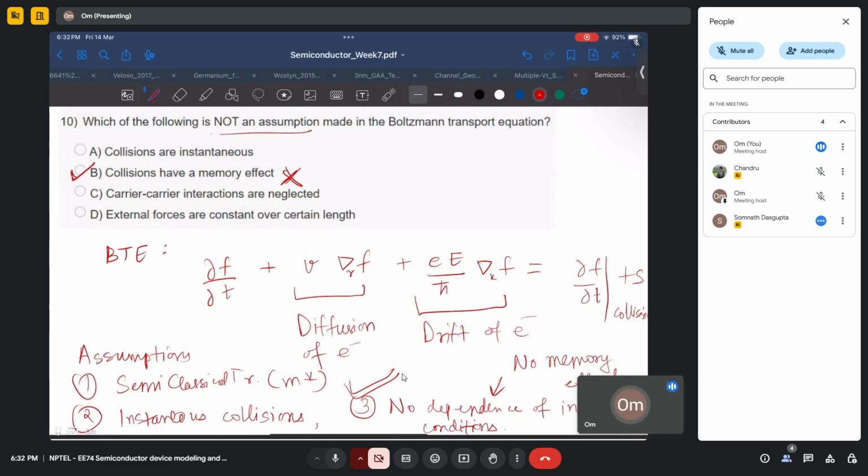Yes. So it has no dependence on initial conditions or any state of the particle; we do not know what was the state of the particle previously. And based on that assumption, yeah. External forces are constant over a certain... No, this is not about diffusion length. External forces do not describe diffusion. Diffusion length, this is electric field.